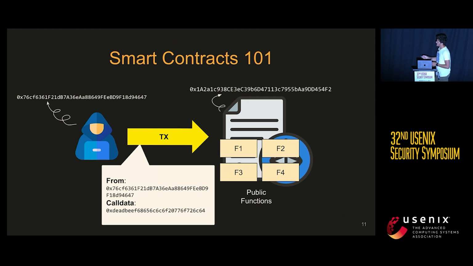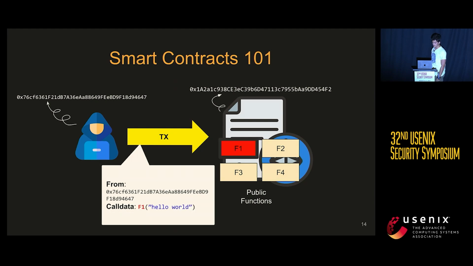When they send a transaction, there is a lot of metadata, and some of it is from whom the transaction is being sent, in this case the address of the user, and a thing called call data. The call data is divided in two parts. The first part is 4 bytes, and is basically the function ID of the function you want to execute in the smart contract. And the rest is just a byte string, the input data for the function itself. So in this case, you, for example, execute the function f1 with the string hello world.